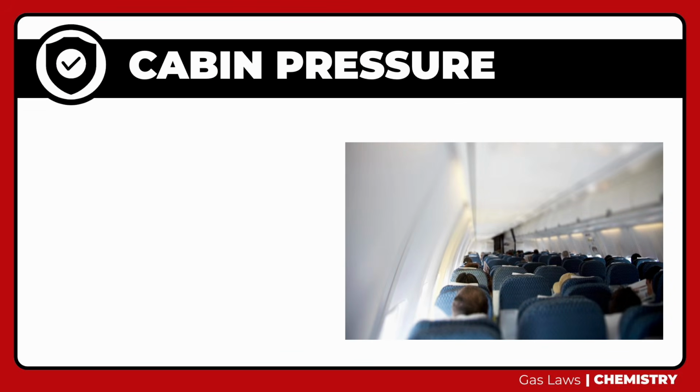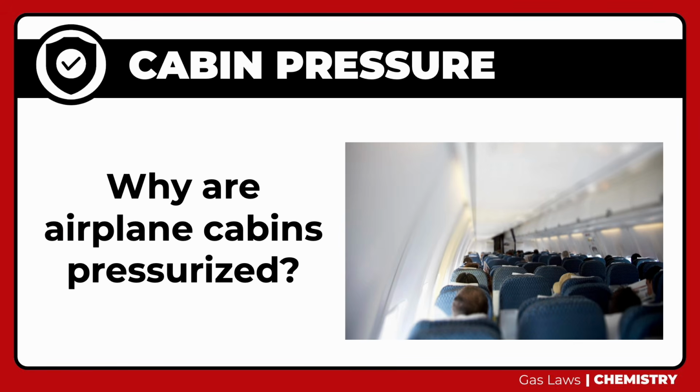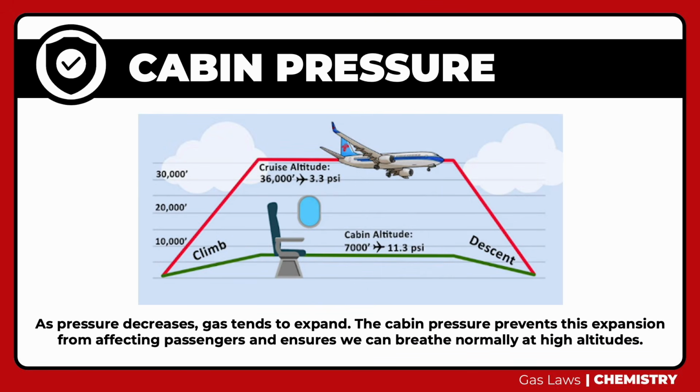Now that we understand how pressure and volume are related, let's look at a real-life application. Have you ever wondered why airplane cabins are pressurized? As an airplane climbs to high altitudes, the outside pressure drops significantly. If the cabin were not pressurized, the air inside would be too thin for passengers to breathe comfortably, and the volume of gas in our bodies would expand in unsafe ways.